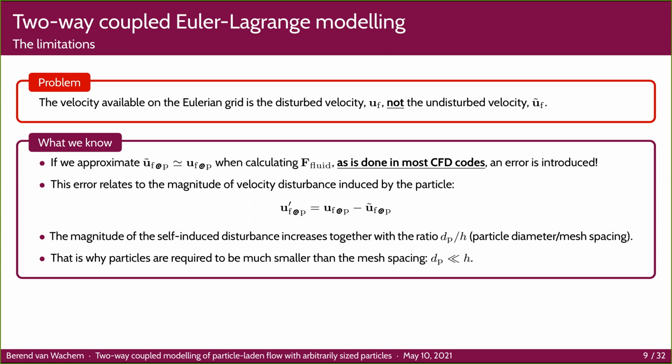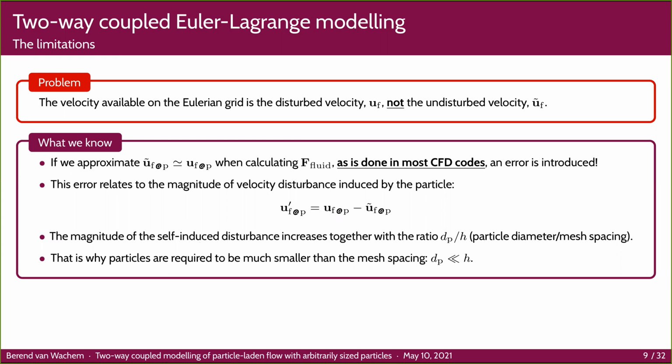So in the first part of this talk, what I'm going to do is define the error, and the error really is our UF prime, which is the magnitude of the velocity disturbance induced by the single particle in our flow. It is the actual flow velocity we get from our CFD simulation with the particle in, minus the undisturbed flow velocity. Now what we can already sense, a gut feeling, is that the magnitude of this self-induced disturbance will increase as we start making the mesh finer.